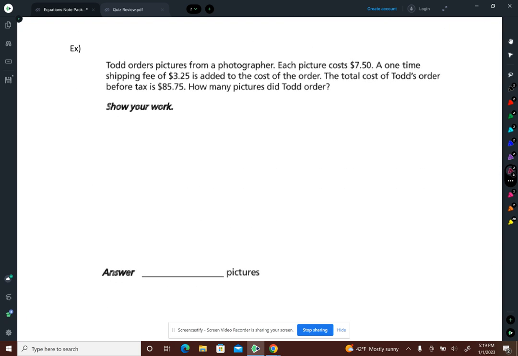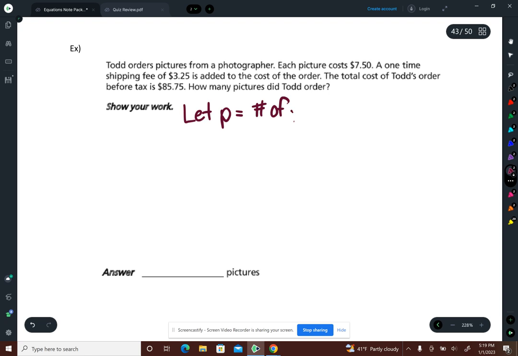So it says Todd orders pictures from a photographer. Each picture costs $7.50. A one-time shipping fee of $3.25 is added to the cost of the order. The total cost of Todd's order before tax is $85.75. How many pictures did Todd order? So let's start with our let statement. So we want to know how many pictures. So let P equal number of pictures.